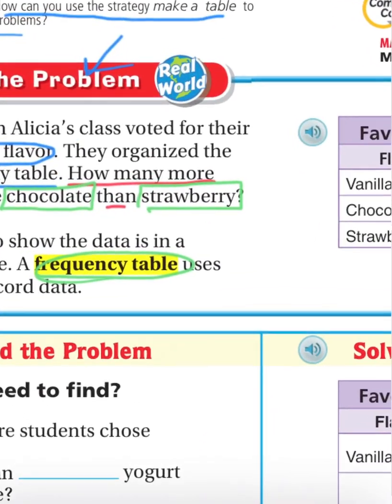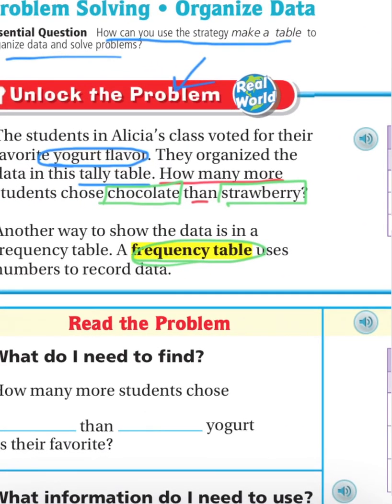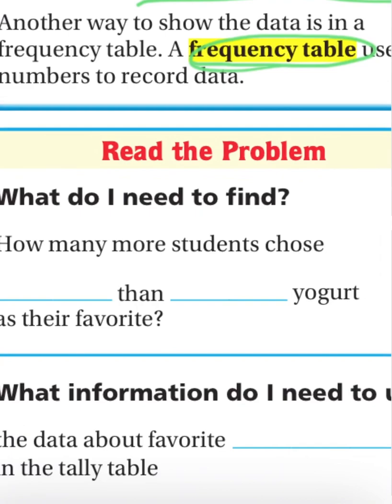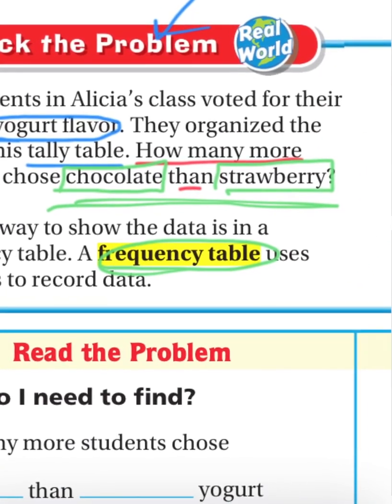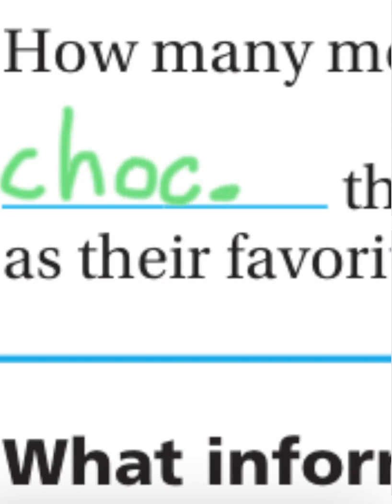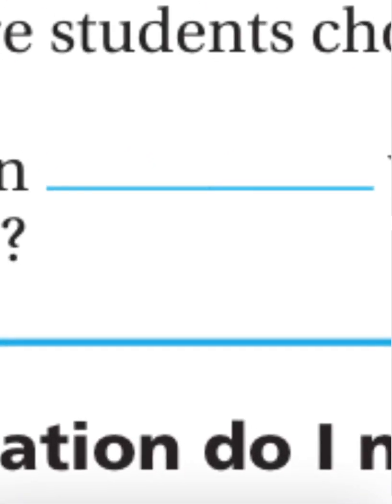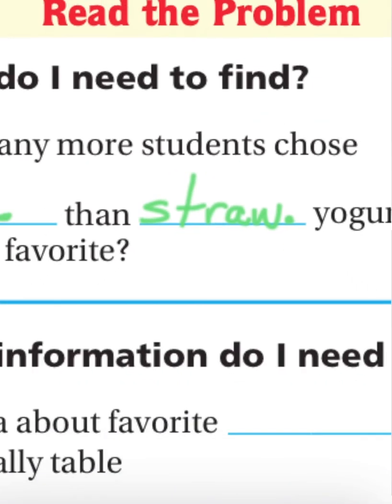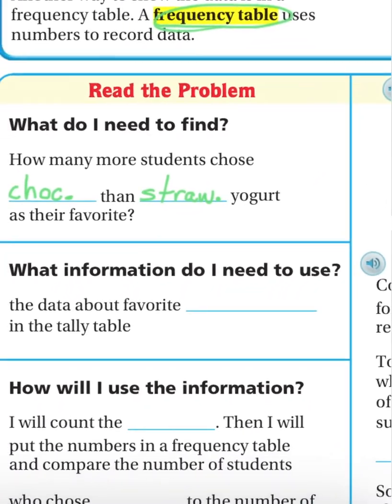Okay. And again, we still need to focus on the question, which is how many more students chose chocolate than strawberry? All right, read the problem. What do I need to find? How many more students chose what than what yogurt as their favorite? And again, it was chocolate. How many more students chose chocolate? And I'm just going to abbreviate chocolate, C-H-O-C period. Then strawberry, and again, I'm going to just abbreviate here because I will run out of room, so I'll just put straw, knowing that it means strawberry. Okay, that's what we need to find.